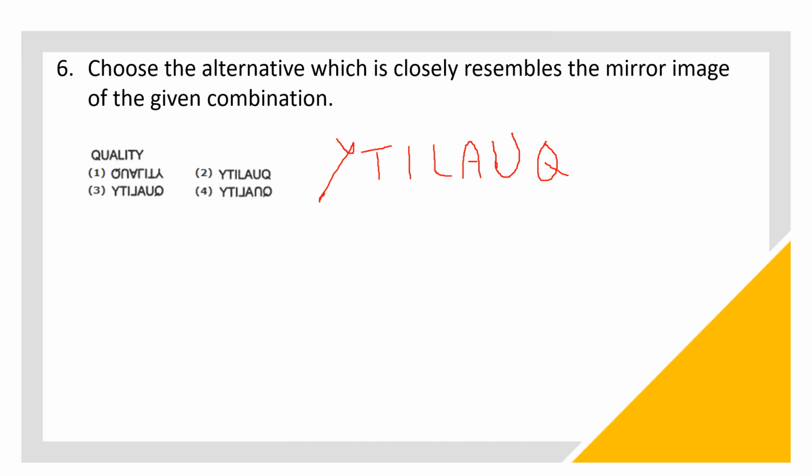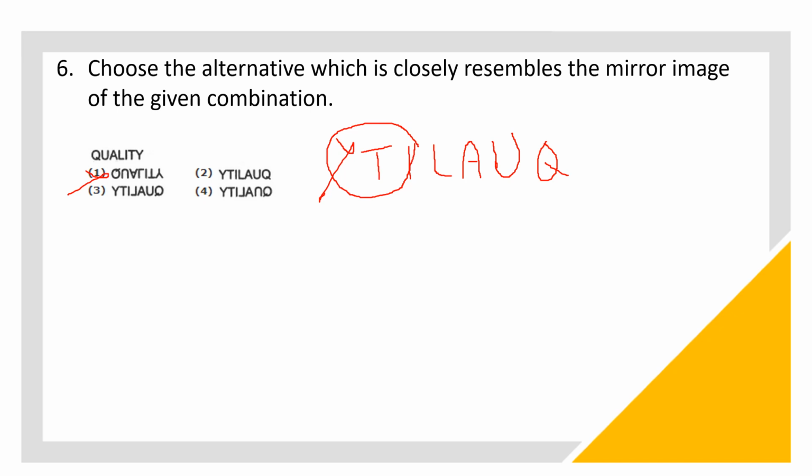So now check in step 2. Find out the mirror image of each individual letter. So for Y, you will get the mirror image as it is. So option 1 is the wrong option. And check 2, 3 and 4. Y, T, I. These three are identical. So as it is, it will come Y, T, I. In three options, Y, T, I is the same.